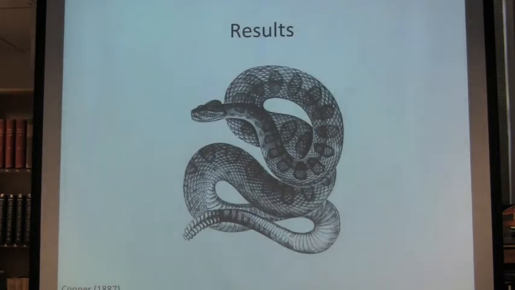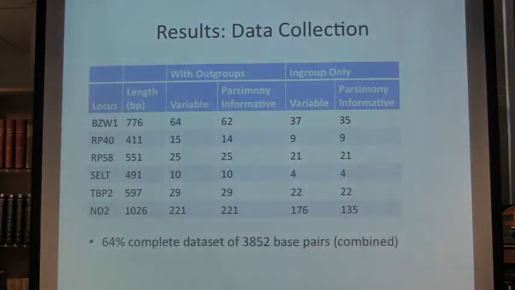Okay, so for my results, I first want to briefly discuss a summary of my data collection shown here. So the data set that I used was 64% complete, and nuclear introns ranged from having 4 to 35 in-group parsimony informative sites.